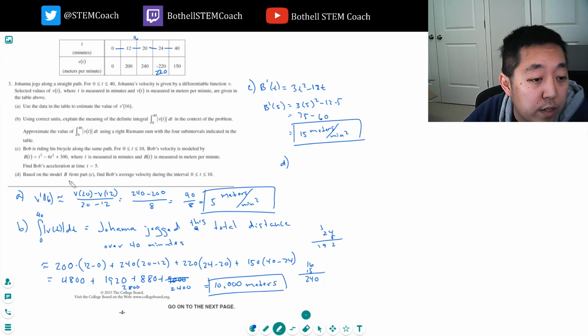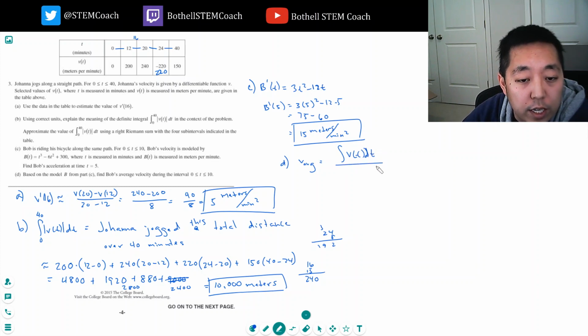Based on the model B from part C, find Bob's average velocity during the interval. Well, okay, so the average velocity is always the integral of v(t). You integrate it, and then you divide it by the interval, right? B minus a. So in this case, we're going to integrate the velocity from 0 to 10 of t cubed minus 6t squared plus 300 dt, over 10 minus 0.